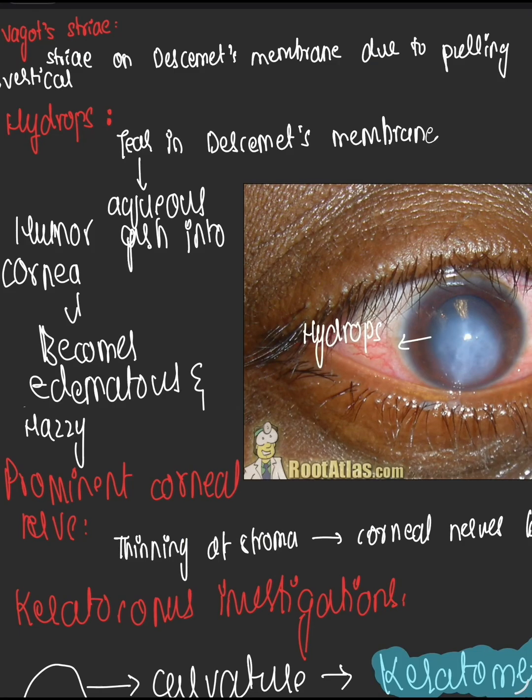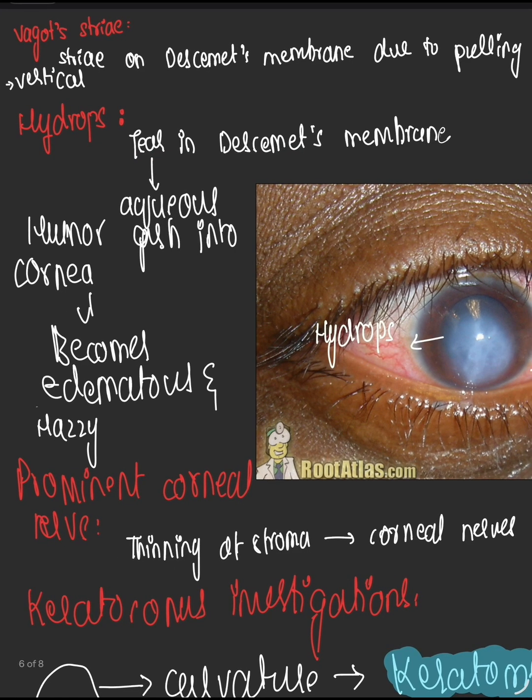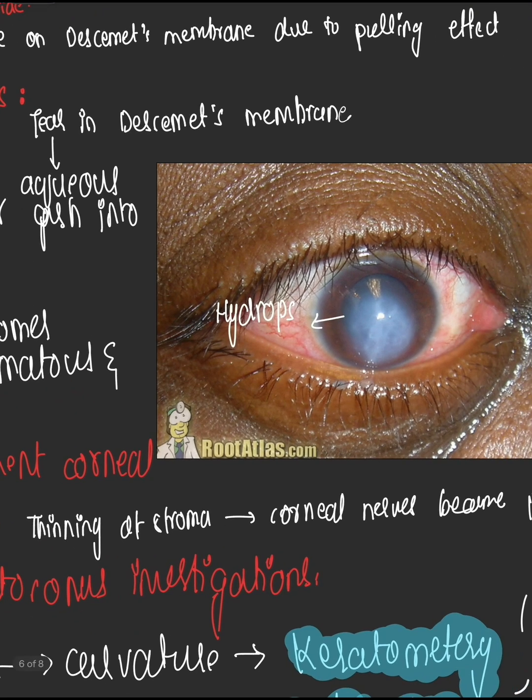If there is a tear in Descemet's membrane, the aqueous humor gushes into the cornea, and the cornea becomes edematous and hazy, and it is called hydrops. So if there is a tear in Descemet's membrane, the aqueous humor will flow into the cornea. The cornea becomes edematous and hazy. It is called hydrops.